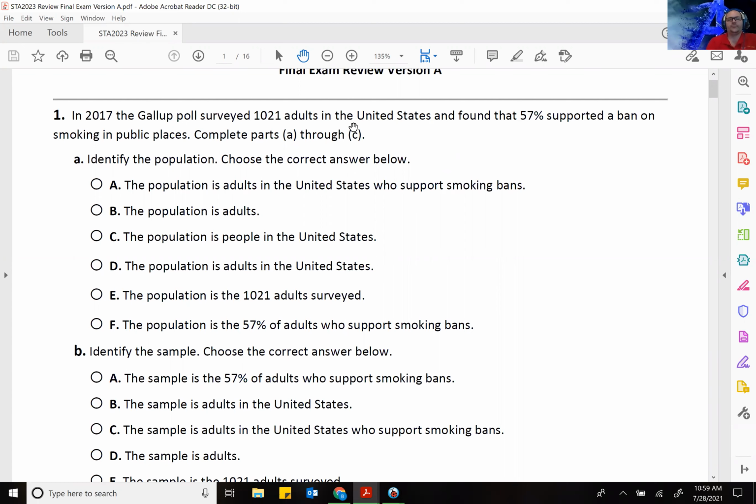Because up here, your population is just basically taking out the number. Who are we talking about? Who did we talk to? Not what they support or anything, but who we talk to. And so in this one, it is definitely D. The population is the adults in the United States.